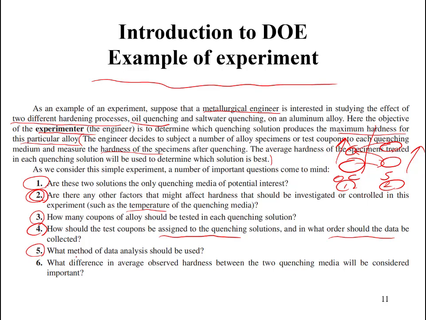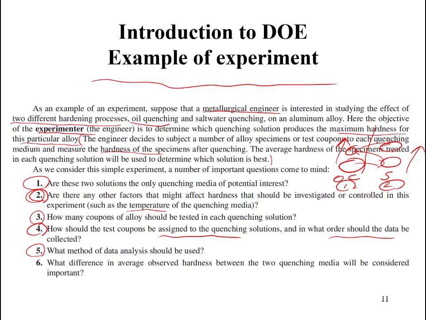Question number 5: what method of data analysis should be used? Design of experiments initially starts with some decisions. We don't have too much mathematics here. But after we find our results, we need to evaluate or analyze our data or findings. What method should be used to analyze these findings or this information which we have?